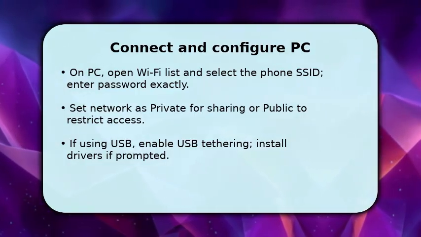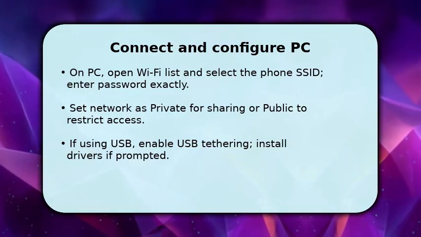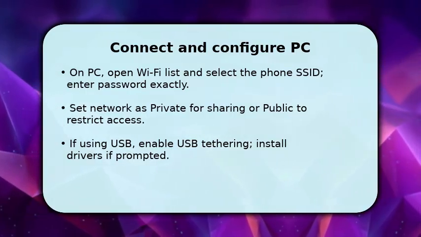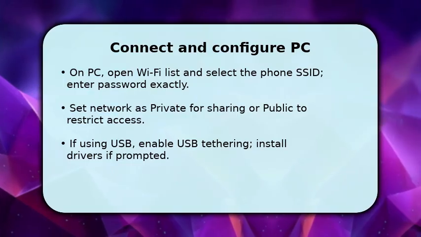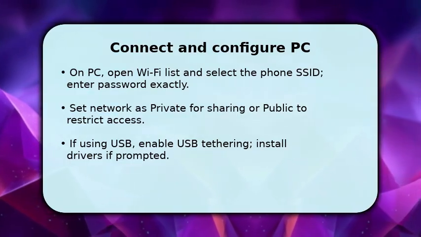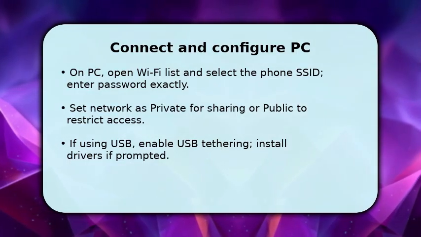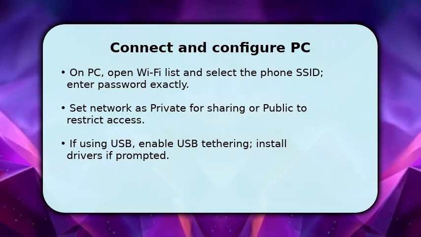to tighten security. If you prefer USB tethering, connect the phone via cable and enable USB tethering on the phone. Allow driver installation on the PC, and confirm the new network adapter appears in Network Settings.